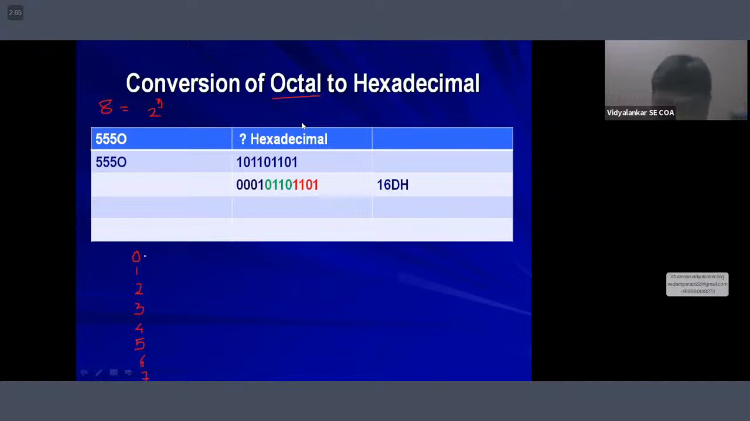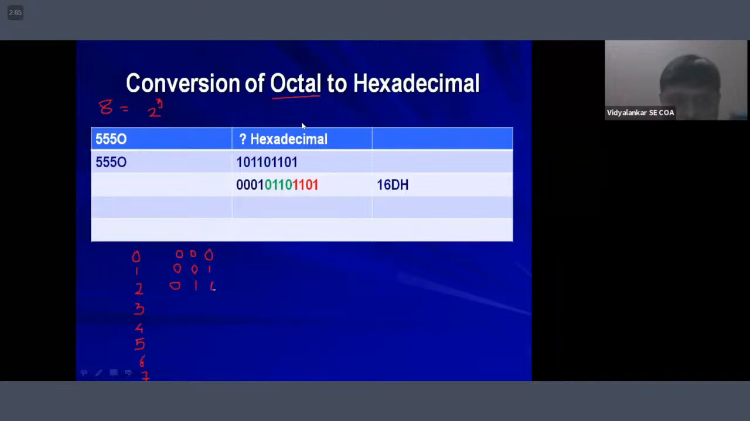Let's do it. 0 we write as 0, 0, 0. Is it okay? 1 we write as 0, 0, 1. Let me be slightly rough in writing because I just want to use the time in a proper way. 2 is 0, 1, 0. 3 is 0, 1, 1. ये मुझे पता है, आप प्रैक्टिस करना चालू करोगे तो आपको ये ऑटोमेटिक याद हो जाएगा.